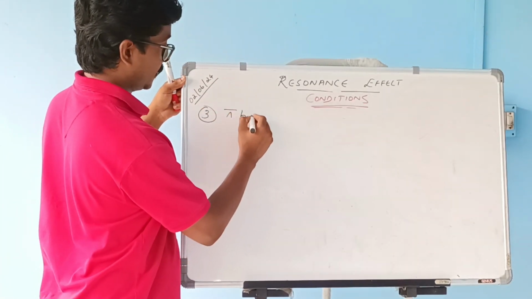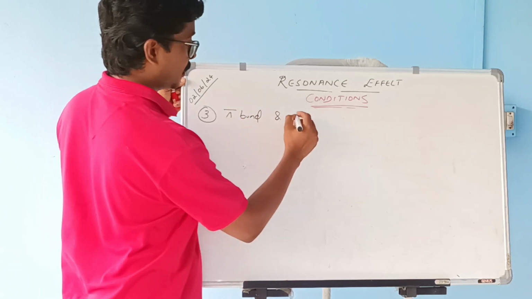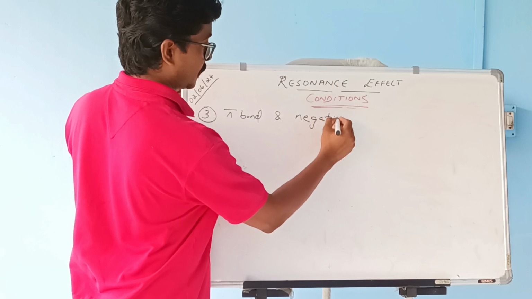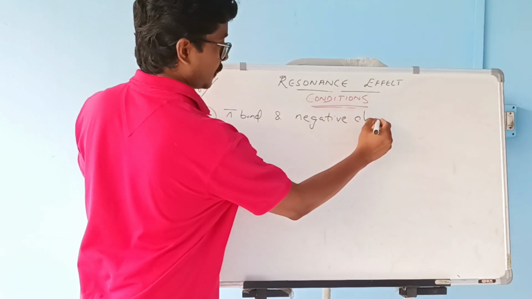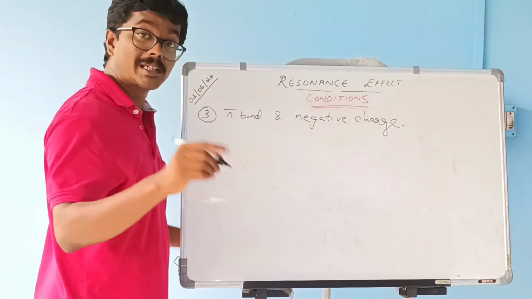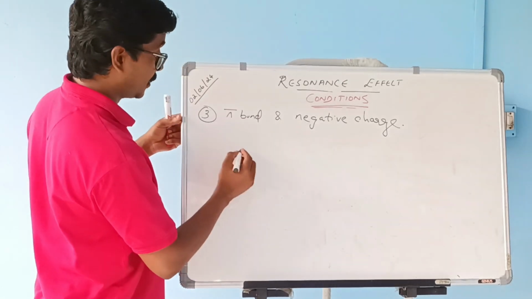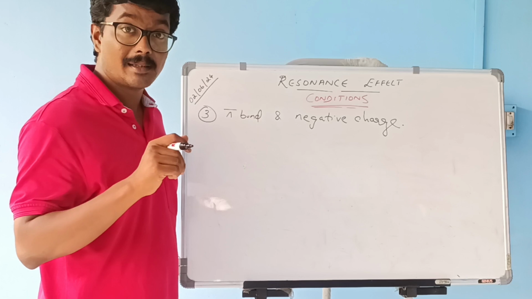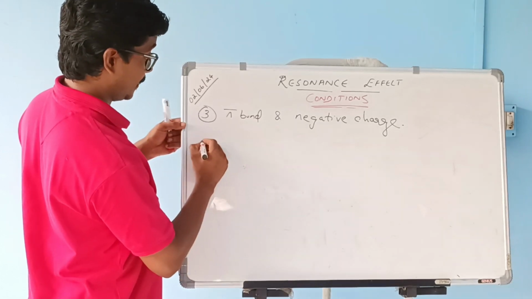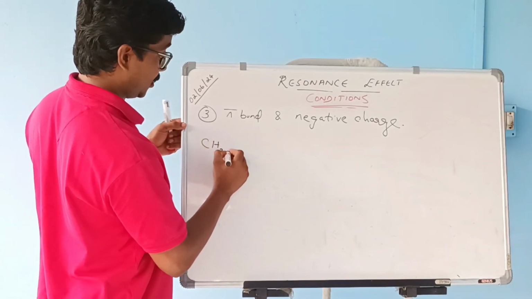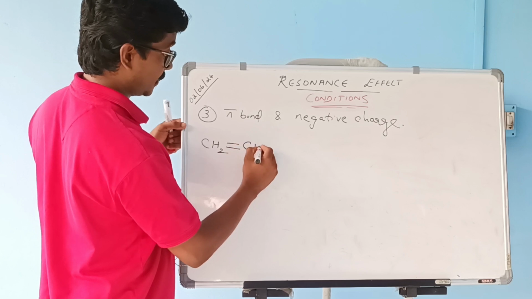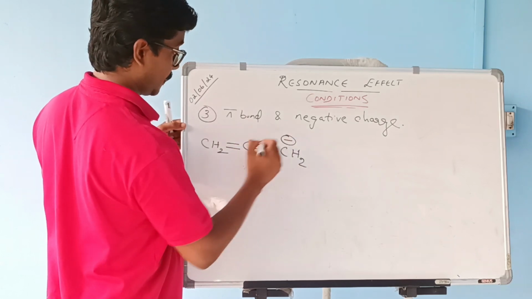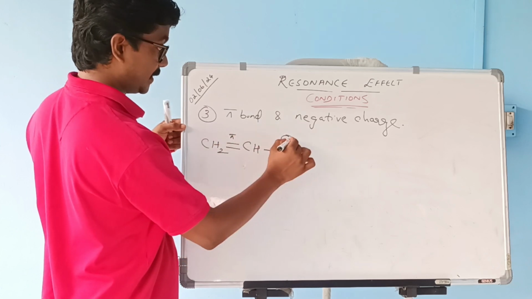Pi bond and negative charge in alternative position. Okay, pi bond and negative charge in alternative position. Let us consider an example of allyl carbanion. Here, CH2 double bond CH, CH2. So this is a pi bond and this is an anion.